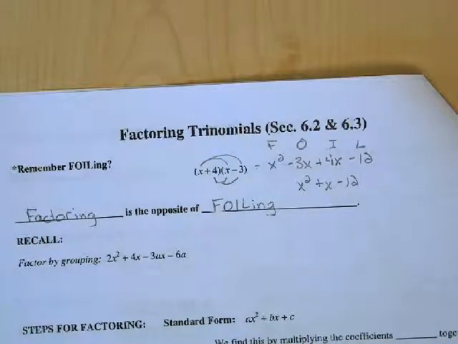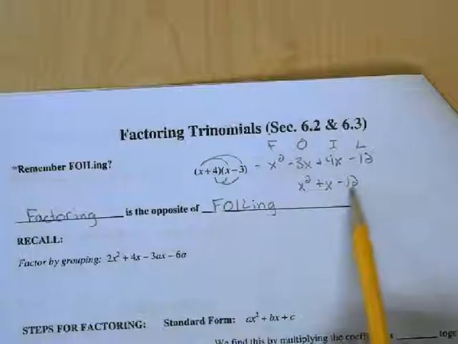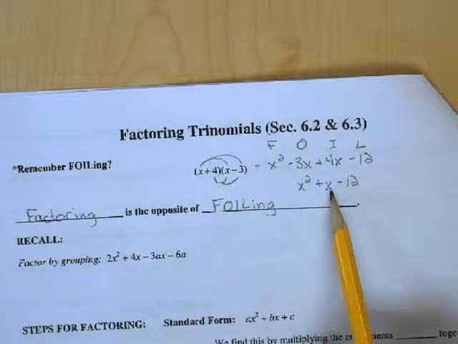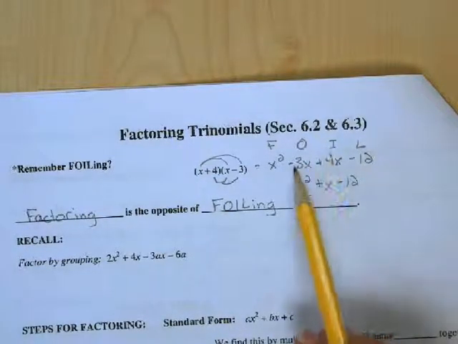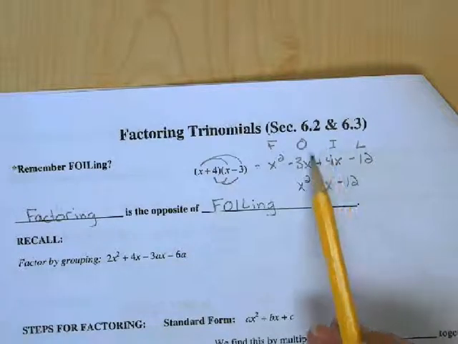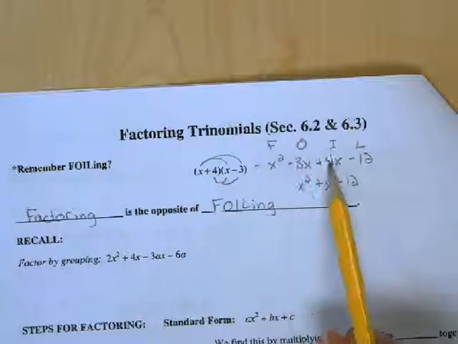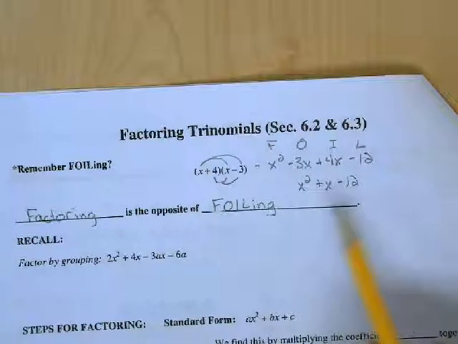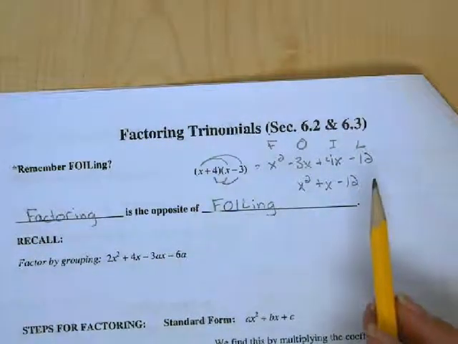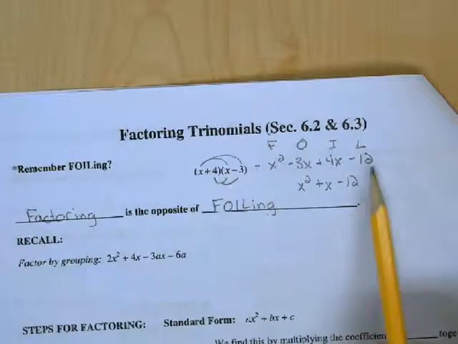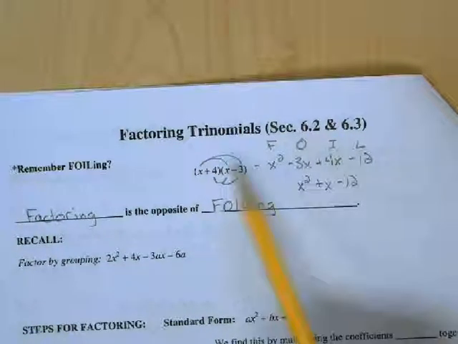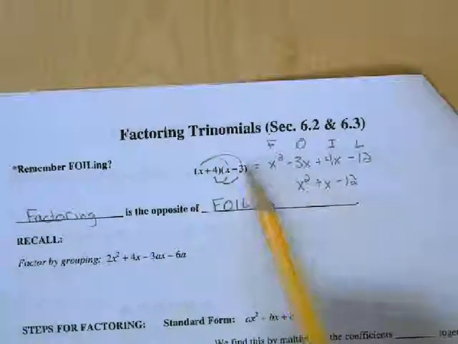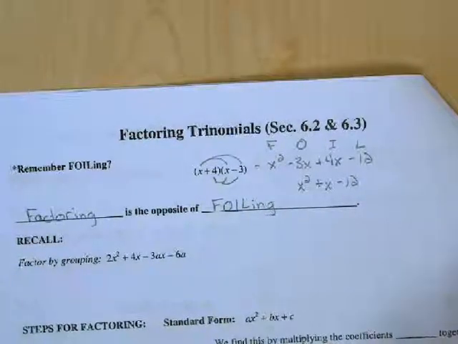Now, when we're factoring, we're trying to undo that FOIL process. So we're trying to take a trinomial that looks like this. Okay, we're going to want to split it so that we end up with a polynomial with 4 terms. And then we're going to do something called factor by grouping, which we had done in section 6.1. We're going to factor by grouping to get us back to this point. So that's what we're trying to do. We're trying to undo the FOIL process.